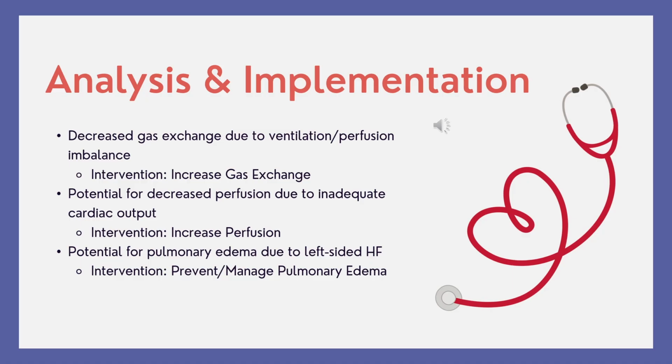We'll talk about some of our different interventions for this, but it's mostly to increase gas exchange, which we can do through things like oxygen therapy, positioning, and deep breathing exercises, as well as different medications, and things that we can do to reduce pulmonary fluid buildup. Next, our next problem is going to be the potential for decreased perfusion due to inadequate cardiac output. So our intervention here is obviously going to be to increase perfusion. We might look at things like managing blood pressure, optimizing fluid balance, and using medications like ACE inhibitors or beta blockers or positive inotropes.